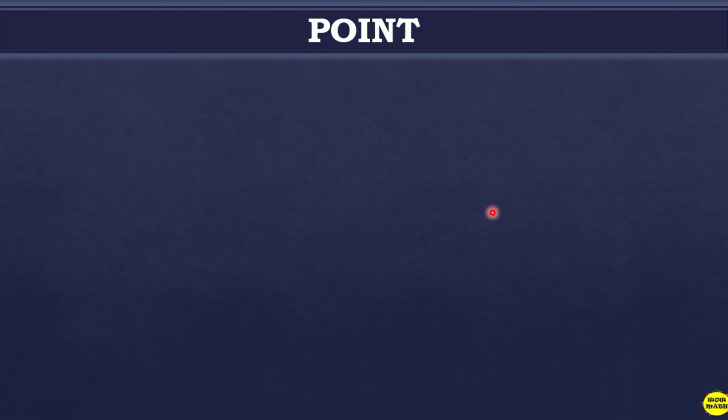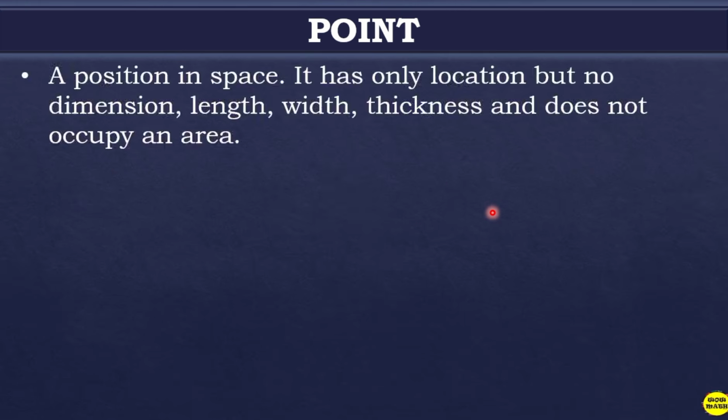Next, let's talk more about a point. So, a point is a position in space. It has only location but no dimension, length, width, thickness, and does not occupy an area. So, pag sinabi nating point, andyan lang siya. Okay? Meron siyang location pero wala siyang sukat. Okay? Wala siyang dimension, length, width, thickness, wala siya nun.